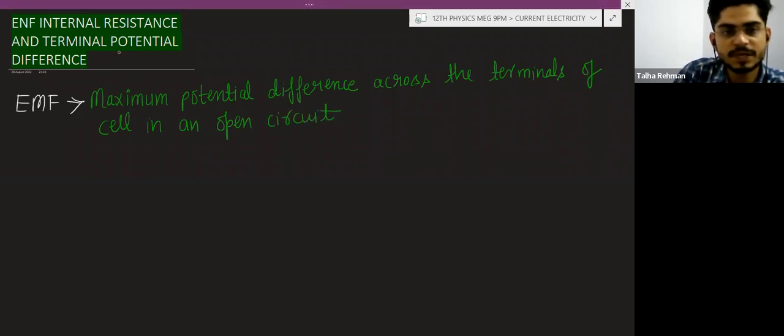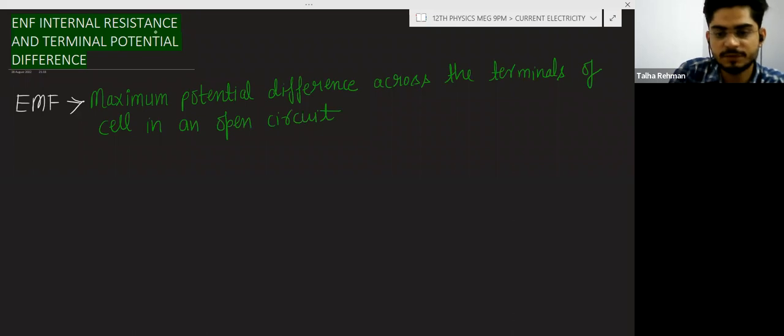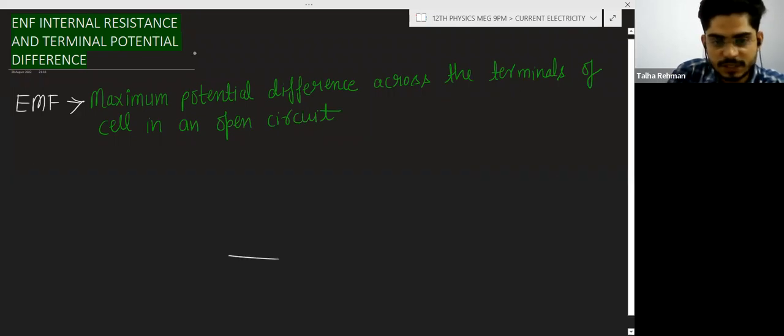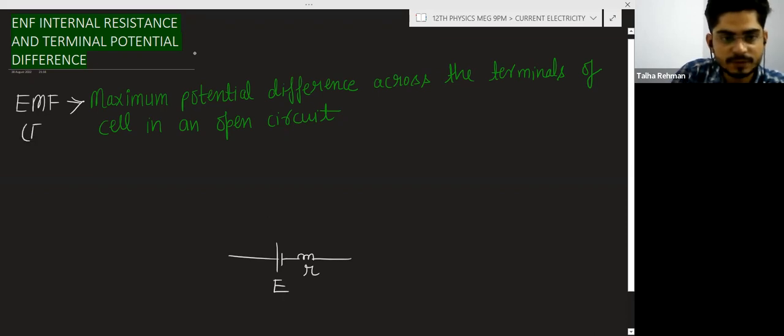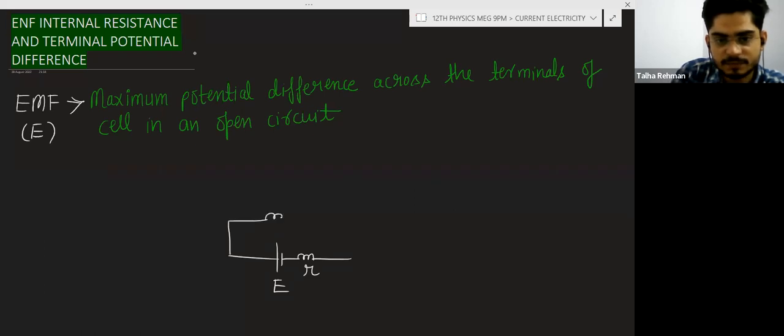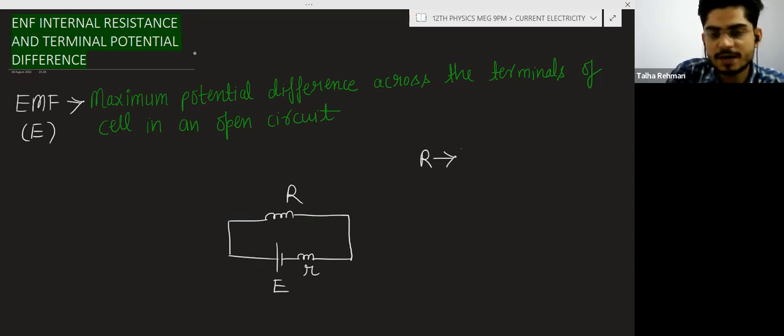Now, what is open circuit? Just see here. This is the symbol of a cell. And this cell has an internal resistance r. E is the EMF. And this cell is connected with some external resistance R. So, R is the external resistance.